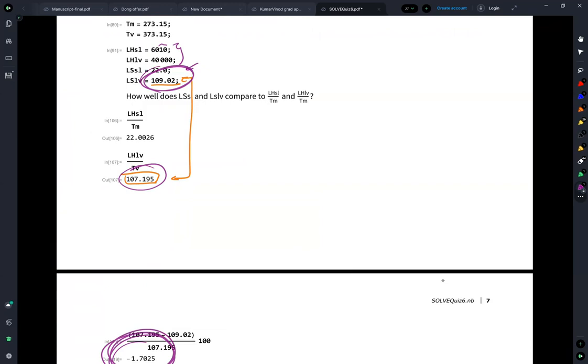So I think that's probably a typographical error. Because if you look at it, 109.02 and this is 107. Well, actually, maybe it's just an error in the data. Either way, turns out that's wrong. And it's impactful.